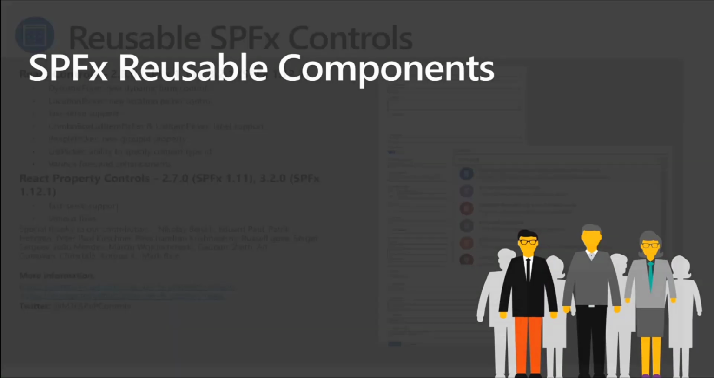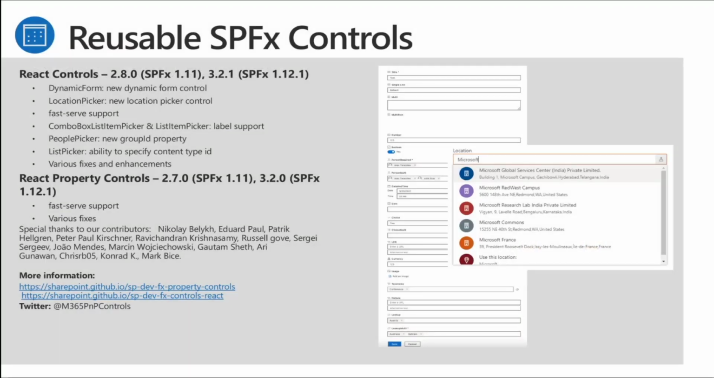SPFX reusable components. There are two sets of controls here. The first is React controls, 2.8 and 3.2.1. Those are for SPFX 1.11 and earlier, and SPFX 1.12.1 and later, respectively. So you've got dynamic forms, location pickers, fast serve support, combo box list item picker, people picker, list picker, and various fixes and enhancements. Really excited to see those updates coming through.